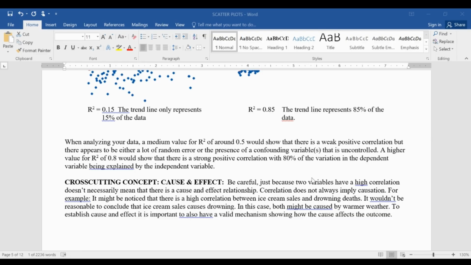Now, as you go through life, you should have a healthy skepticism of data and information that is presented to you. So what you should do is always look at the data that's given to you and ask, is it correlated, or is there a causation between the two? Because they can lead to different types of conclusions.